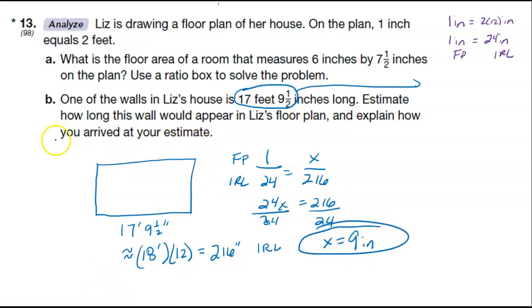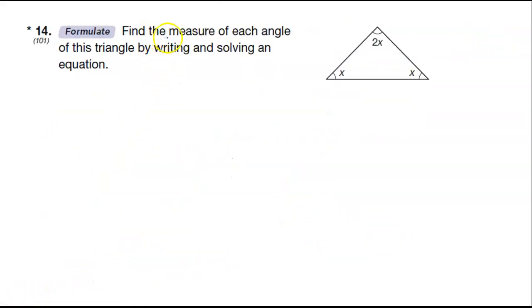Okay, I'm not sure if I did that. I didn't really estimate. I just kind of did the problem. So, okay, measure of each angle of this triangle by writing and solving an equation. Okay, so I know that all three measures of the triangle add up to 180.